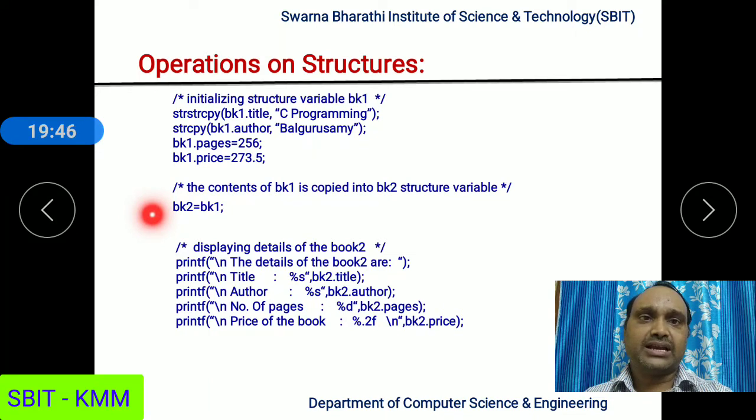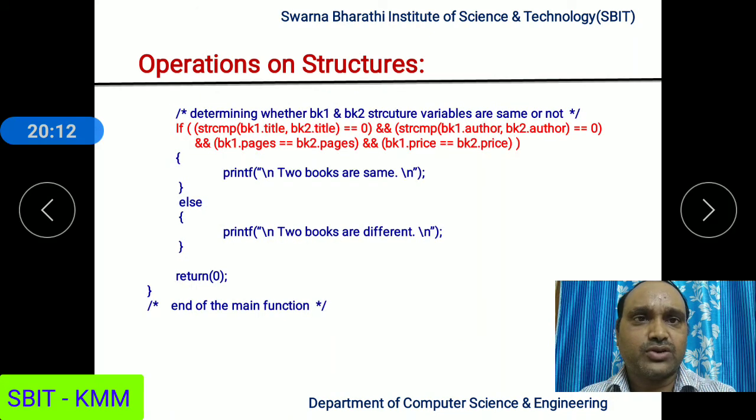So automatically all the member fields of bk1 structure variable values are copied into the member fields of bk2 structure variable. Means bk1 structure variable member fields and bk2 structure variable member fields will contain same values. That is known to us. Now we are printing the contents of bk2 as usual in the previous program.